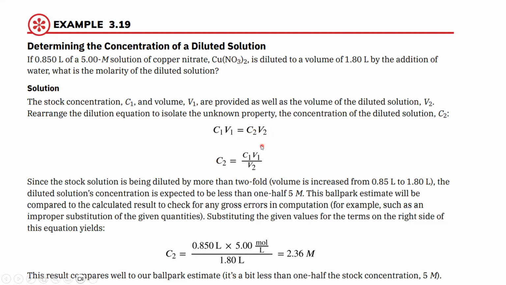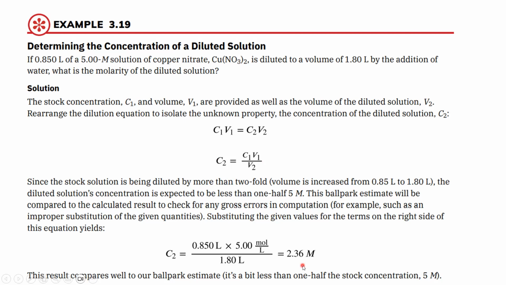But like I said, since we're solving for C2, we can just rearrange this to isolate C2. So we'll divide both sides by V2 to get C2 by itself. And then we have the other three pieces of information. We just need to plug them in. So initially we had a 5 molar solution that was 0.850 liters. So that'll be our top piece here. We're diluting it to a volume of 1.80 liters. So we can just plug all that in, do the math, and then all three of those values had 3 sig figs. So our final answer is going to have 3 sig figs.